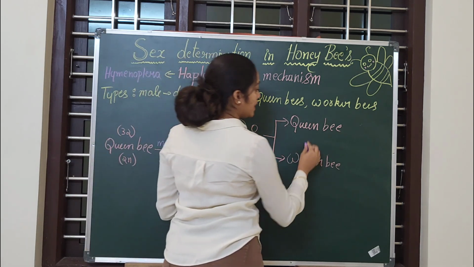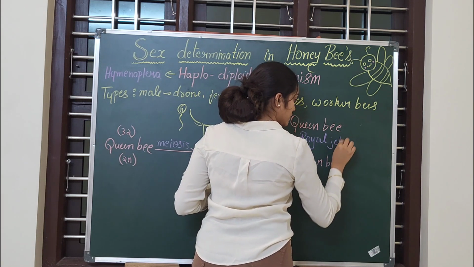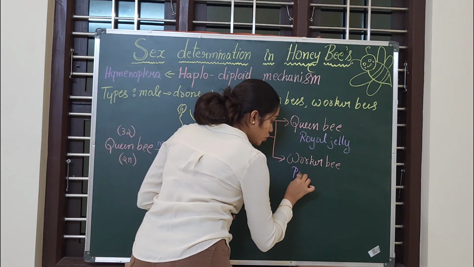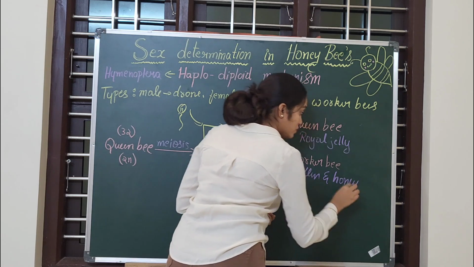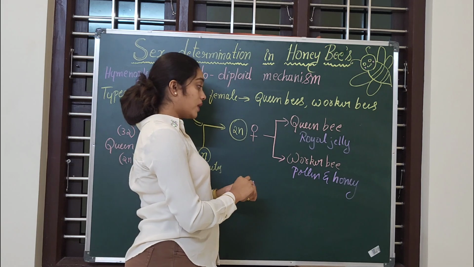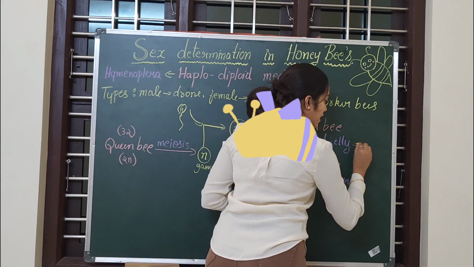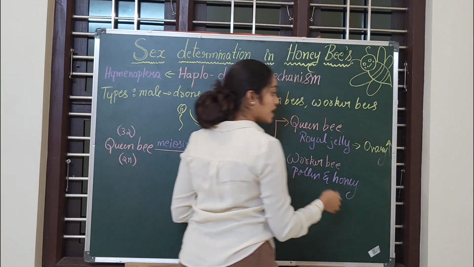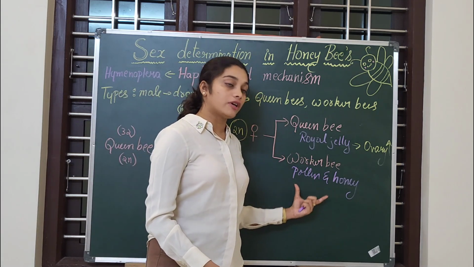In case of queen bee, she gets royal jelly. She feeds on royal jelly. Whereas worker bee will be fed with pollen and honey. So this will determine whether it will form the queen bee or the worker bee. In case of the queen bee, because of consuming royal jelly, her ovary size will be large and she will be fertile. Whereas in case of worker bee, she will not be fertile.